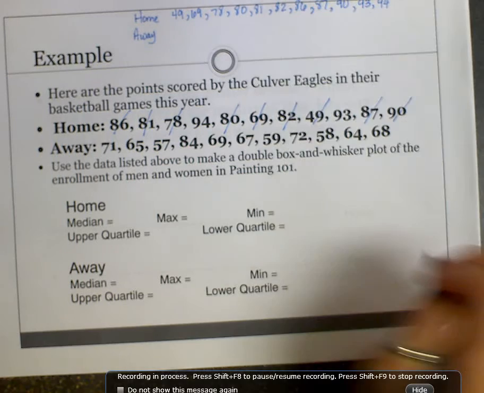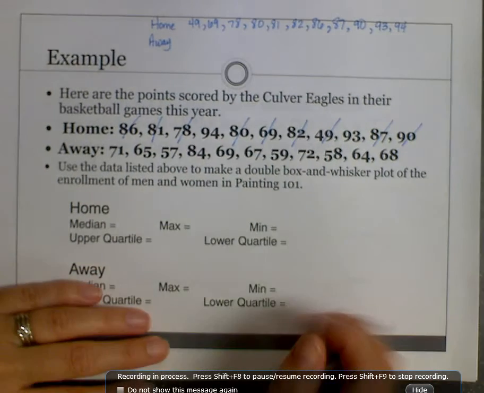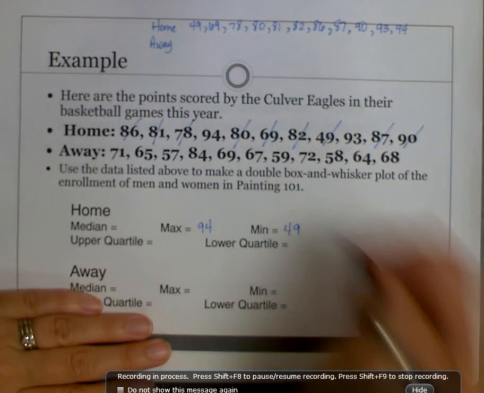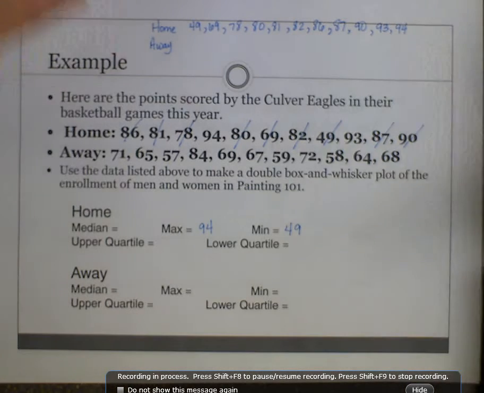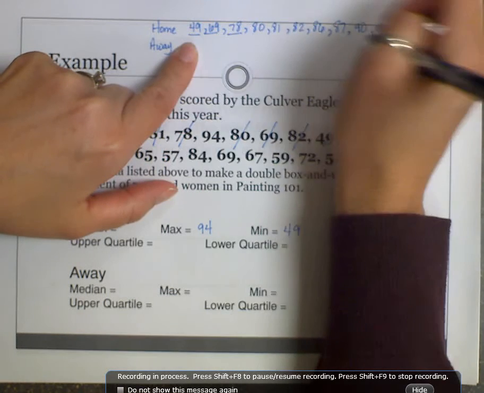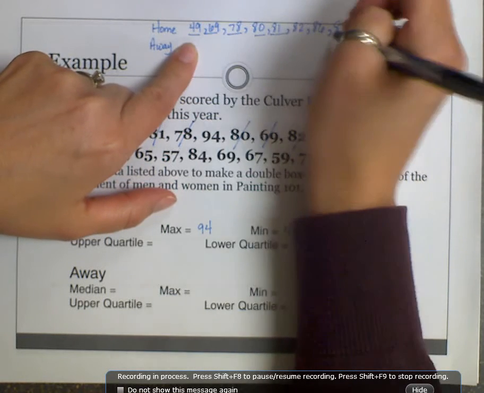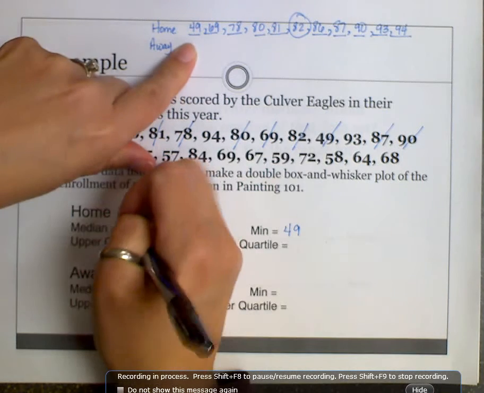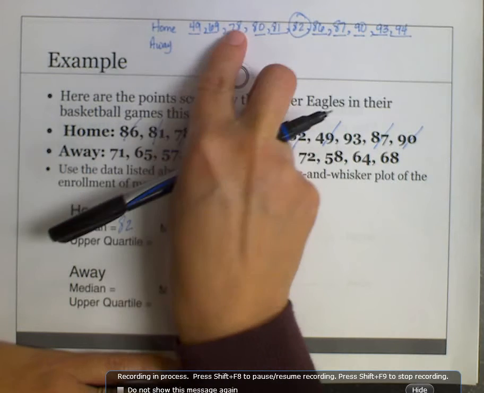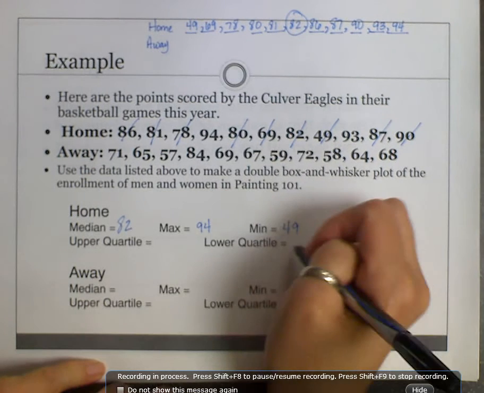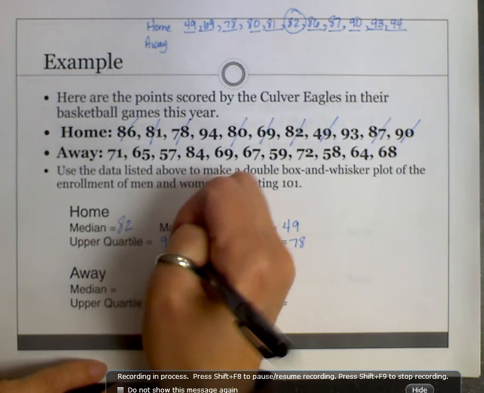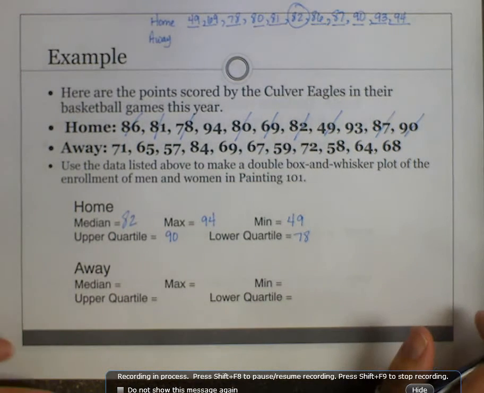So what do we know right now? We know that our max number is 94 and our minimum value is 49. At this time we can go ahead and calculate our middle number. We got an exact middle number of 82. If this is an exact middle number, we now focus on this, and the median of our lower quartile is 78. And looking here, this median happens to be 90. So we need this information, and we go on to the away games.